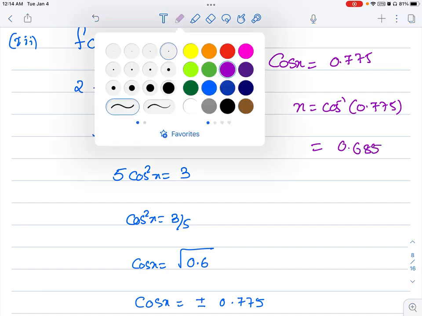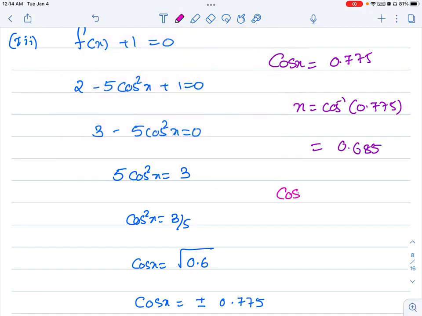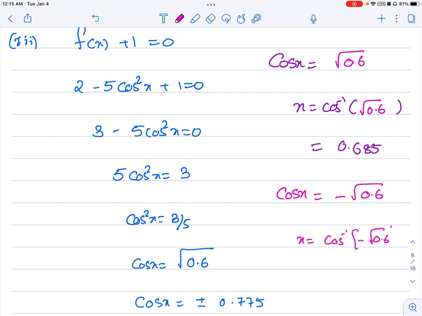0.685, three significant figures. Now I take cos x is equal to, to get the next answer, minus 0.775. Or, just now I told you that it has to be taken the full calculator display. What's that full calculator display? Better to take 0.6, otherwise you don't get the correct answer. So x is equal to cos inverse of negative square root of 0.6. So take the calculator and change the symbol and find it out. You should be getting it as 2.46. That's going to be the answer.